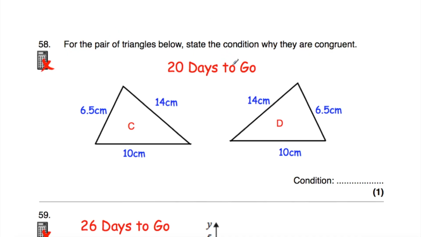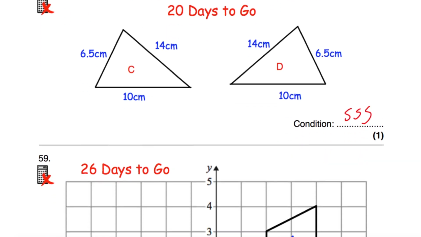So we've been asked to state the condition why these two triangles are congruent. If we have a look here, we've got 6.5 centimeters and 6.5 centimeters, 14 centimeters and 14 centimeters, and 10 centimeters and 10 centimeters. So they've got the same sides, so that's side, side, side. So that's the condition. Okay, question number 59.